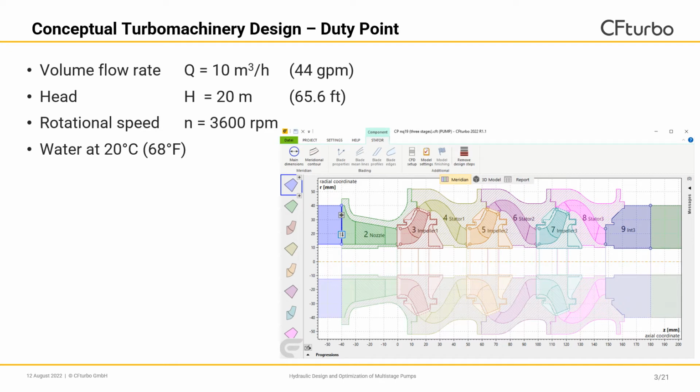So for this session we have created a multi-stage pump design in our conceptual turbomachinery design software CFturbo. The duty point is defined by a volume flow rate of 10 cubic meters per hour, approximately 44 gallons per minute. We wanted to achieve an overall head of 20 meters, so 66 feet, at a rotational speed of 3600 revolutions per minute, and we used water at 20 degrees as our transportation fluid. In the lower right corner you can see the resulting design in our design software CFturbo, consisting of the 3 pump stages. One pump stage consists of a centrifugal impeller and a bowl diffuser, and we also modeled some adjacent turbomachinery components upstream and downstream.